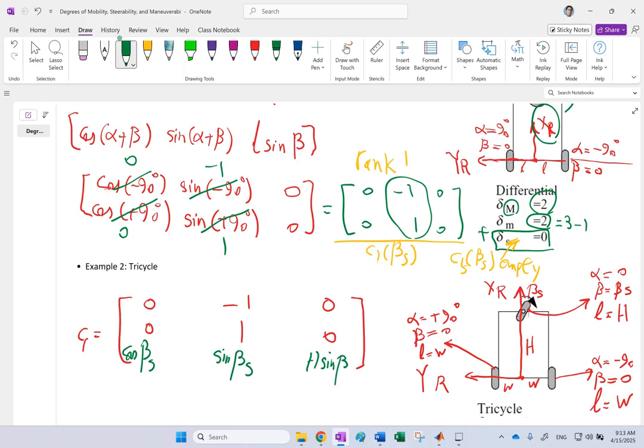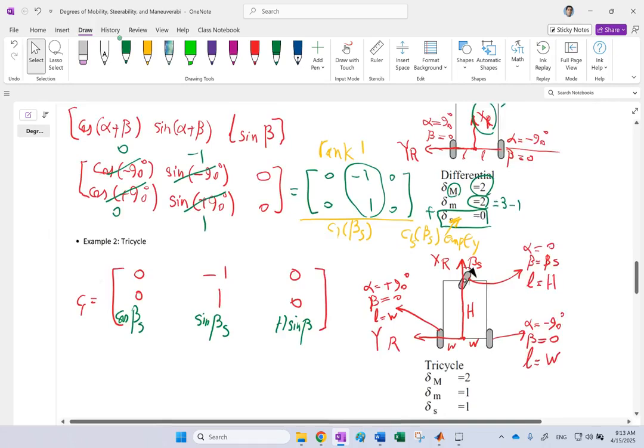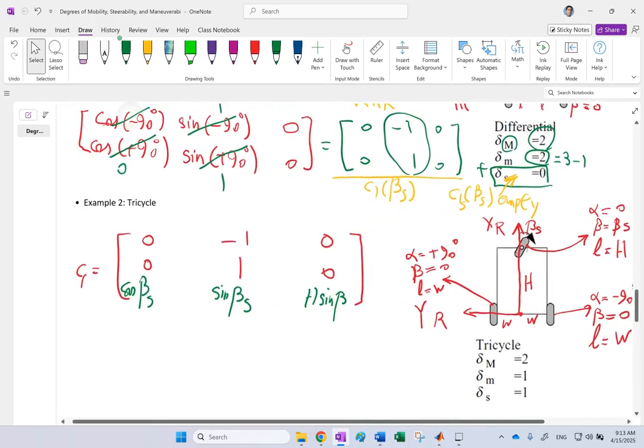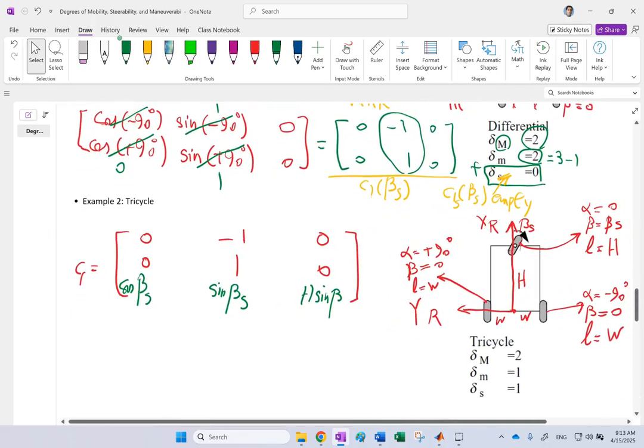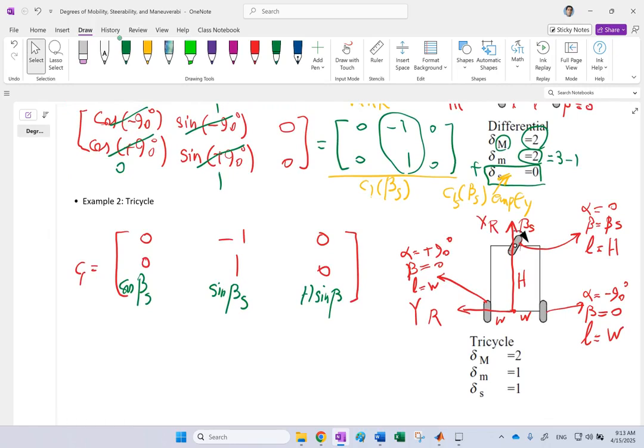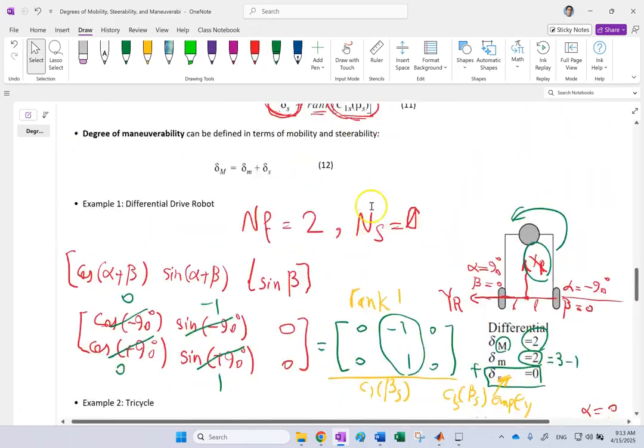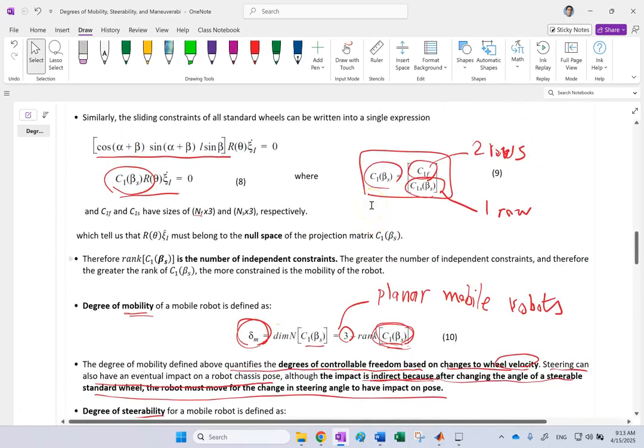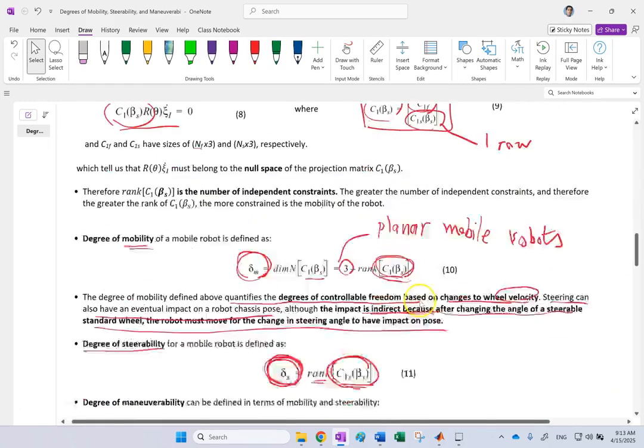Now what do we have in this case? Okay, so first, the steerable part. This part here is C1S of beta S. That's the bottom portion based on our notation. The top portion, we call it C1F.